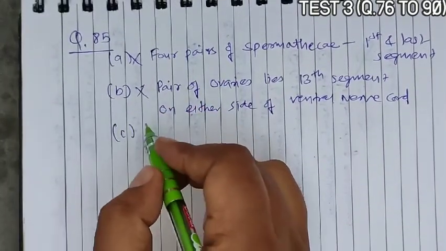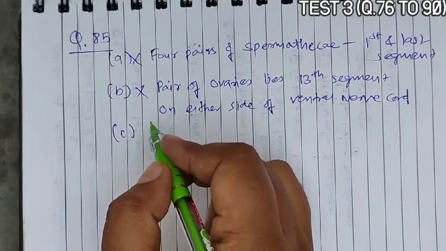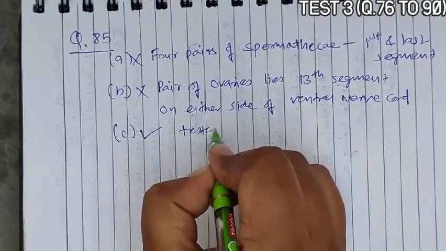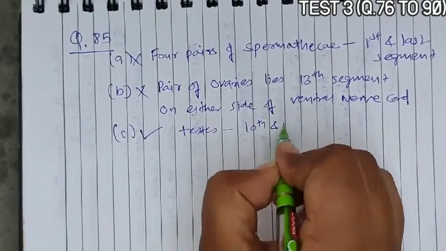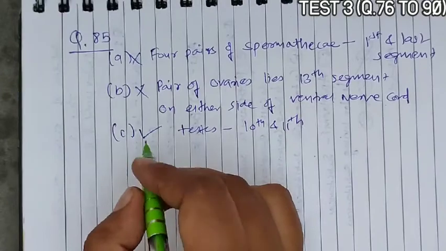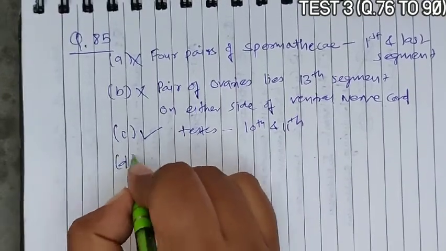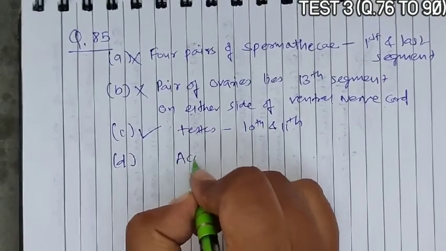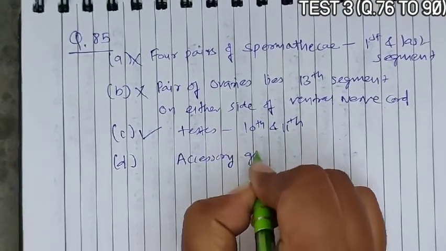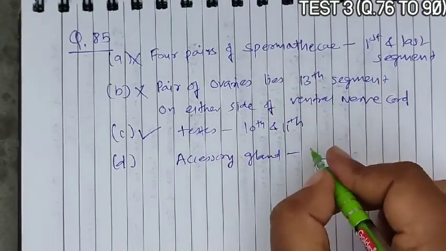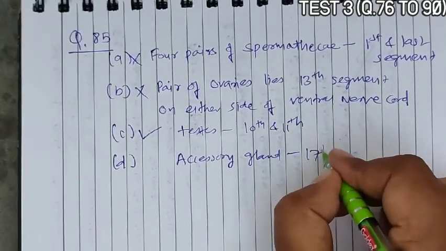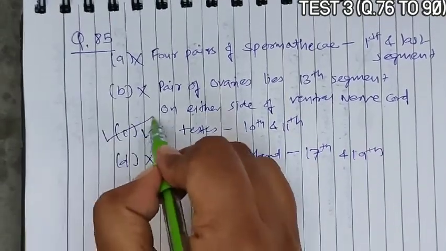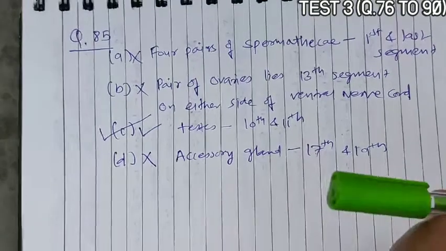Option C is given that 2 pairs of testes in 10th and 11th segment. It is absolutely correct that testes are found in 10th and 11th segment and enclosed within a testis sac. D is 2 pairs of accessory glands are found in 16th and 18th. It is not in 16th and 18th. It is found in 17th and 19th segment. So this is also incorrect. The correct statement is option C.